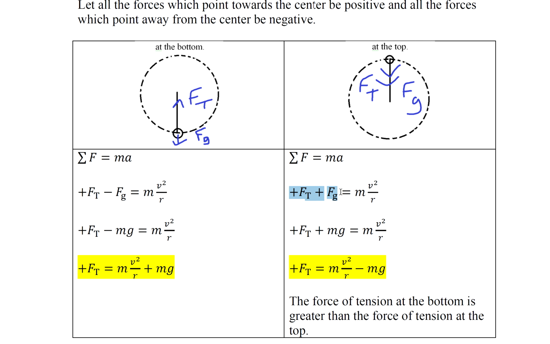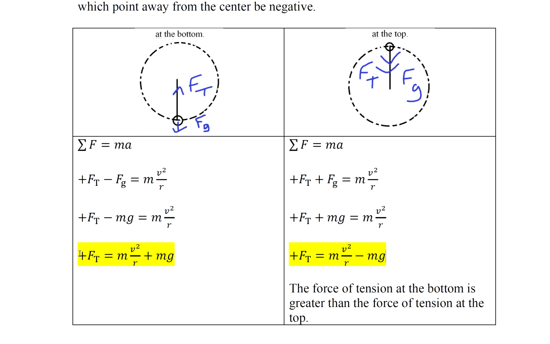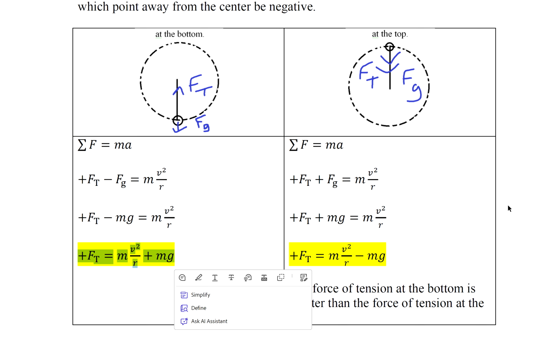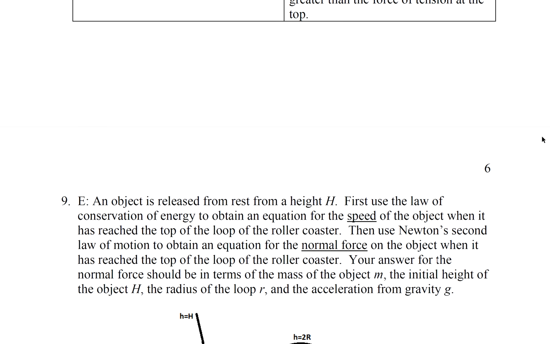Now we could solve for force of tension. We could see that the force of tension is greater at the bottom than it is at the top if the object is moving at a constant speed.